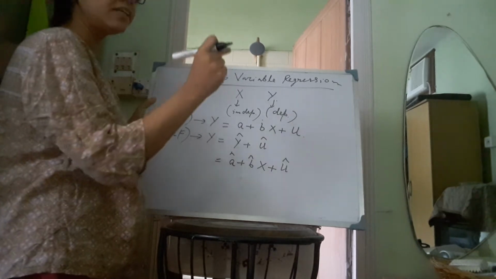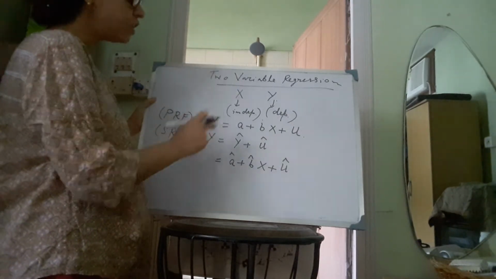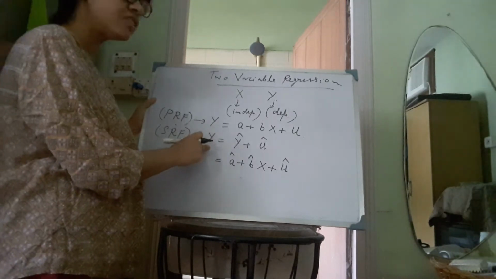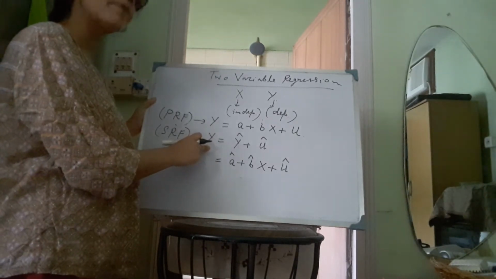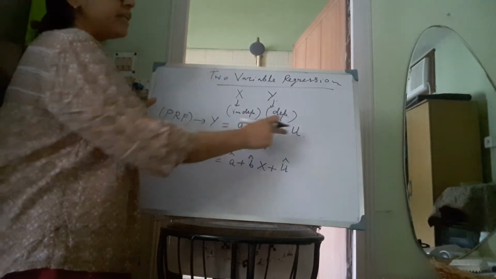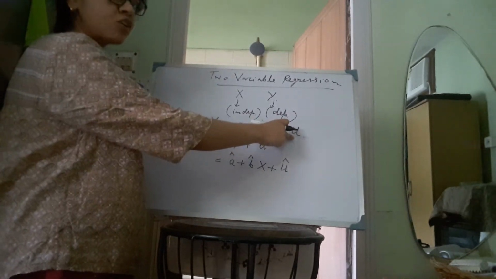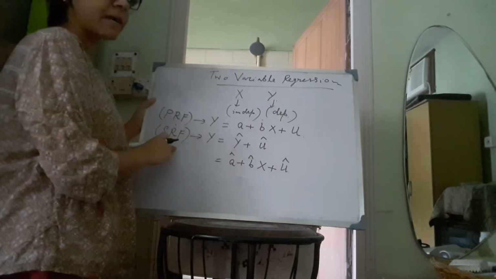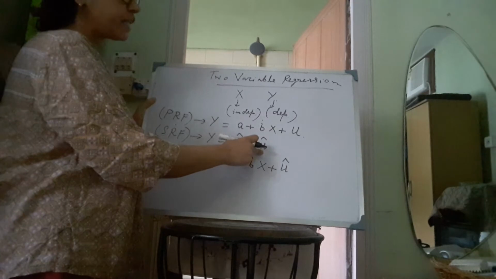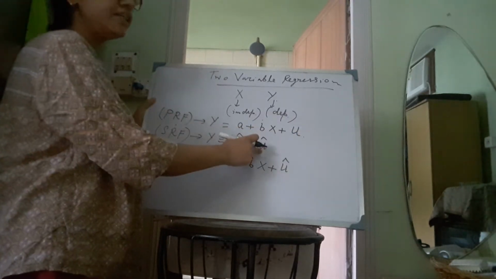And then after getting the estimated values of A and B, we can predict the value of Y. That predicted value of Y is not the actual value of Y. It is the predicted value of Y, denoted by Y hat. And the actual U we also do not get when we are doing the sampling, but the predicted value of U we can get. That is why this U is being replaced by U hat.